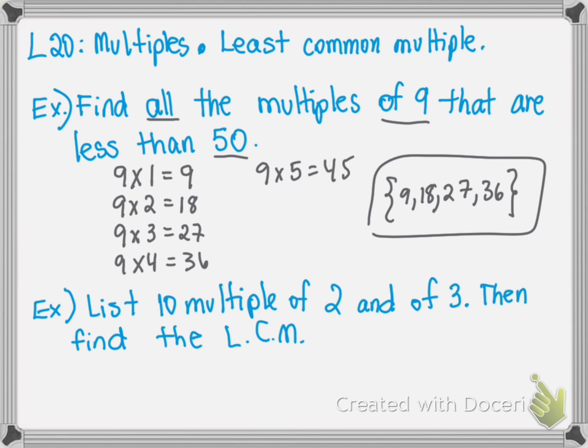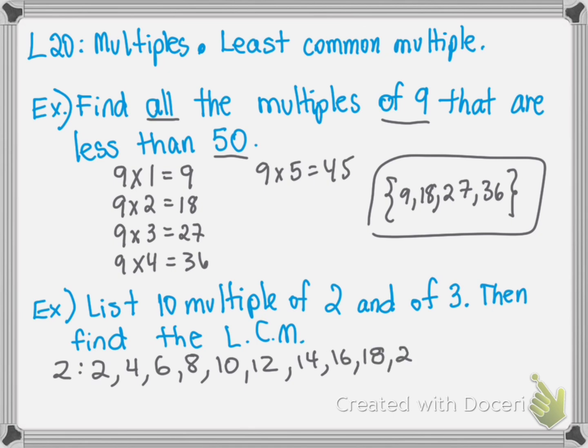In the next example, it says to list 10 multiples of 2 and 3. So what we're going to do is find the multiples of 2. 2 times 1 is 2, 2 times 2 is 4, 2 times 3 is 6, 2 times 4 is 8, 2 times 5 is 10, 2 times 6 is 12, 2 times 7 is 14, 2 times 8 is 16, 2 times 9 is 18, and 2 times 10 is 20. And then we're going to do the same with 3.